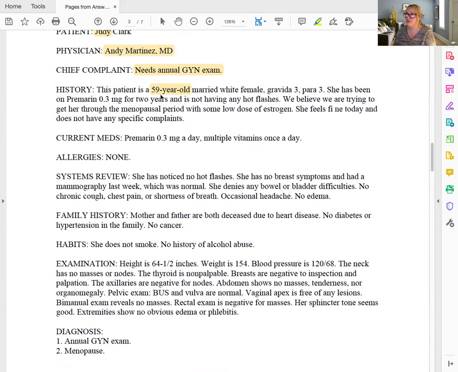In fact, when I look at my history, I see that she is on medications for 2 years, is not having any hot flashes, was believed to have gone through menopause, and was on some low dose of estrogen. Feels fine today. So there's nothing specific saying that there was an additional complaint that was reviewed. Therefore, this is only going to be an annual GYN, coded based off of age and the fact that she is established, to code 99396.